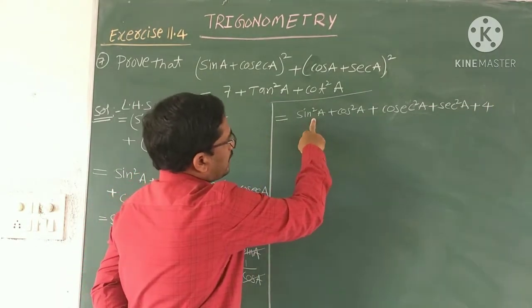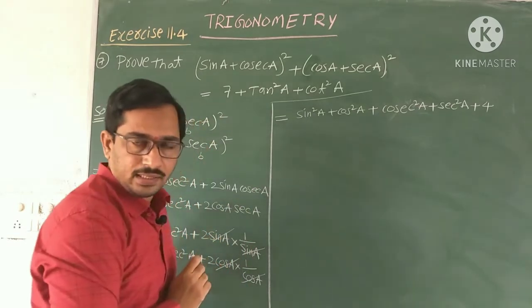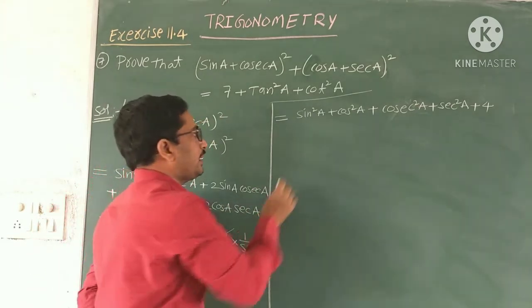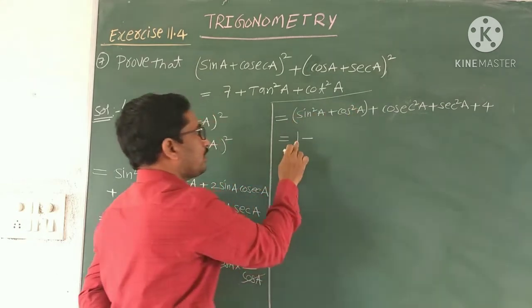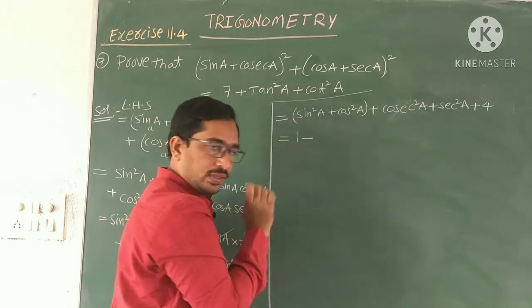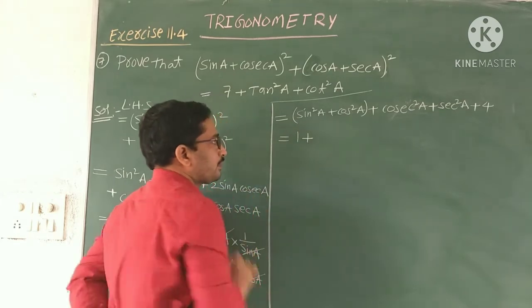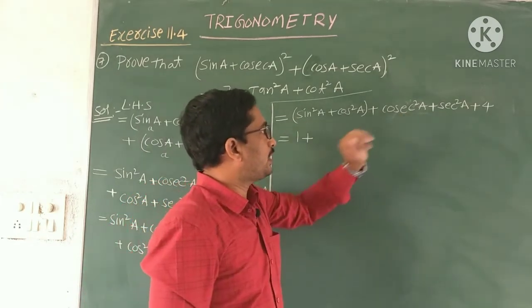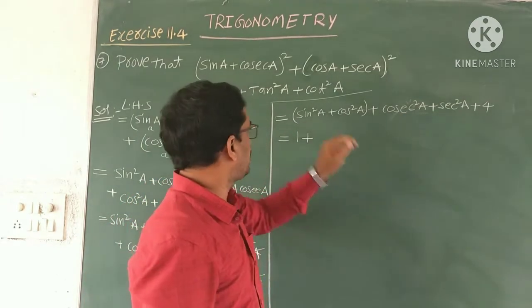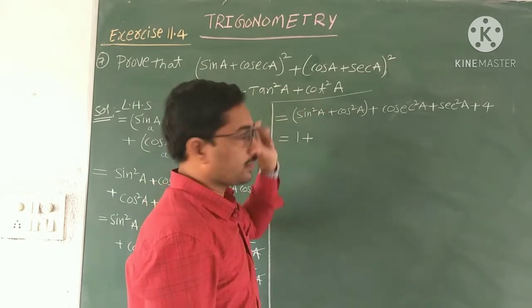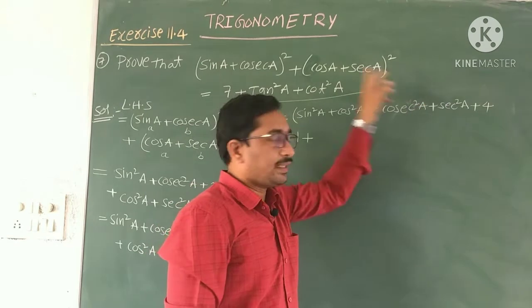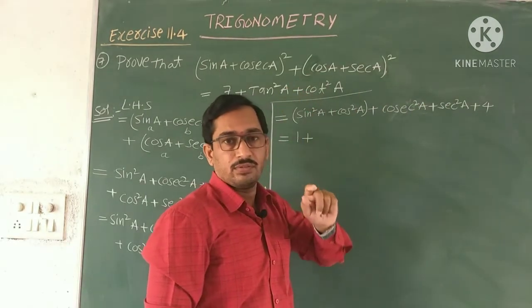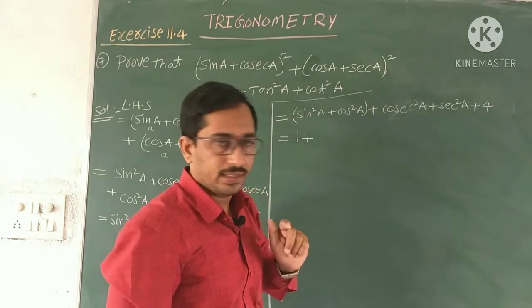But sin square A plus cos square A, its value is 1, from identity 1. Next, plus cosec square A. So what is the value of cosec square? See, the answer is in terms of tan and cot. So there is a relation between cosec and cot, and sec and tan. Right, very good. From identity 2 and identity 3.